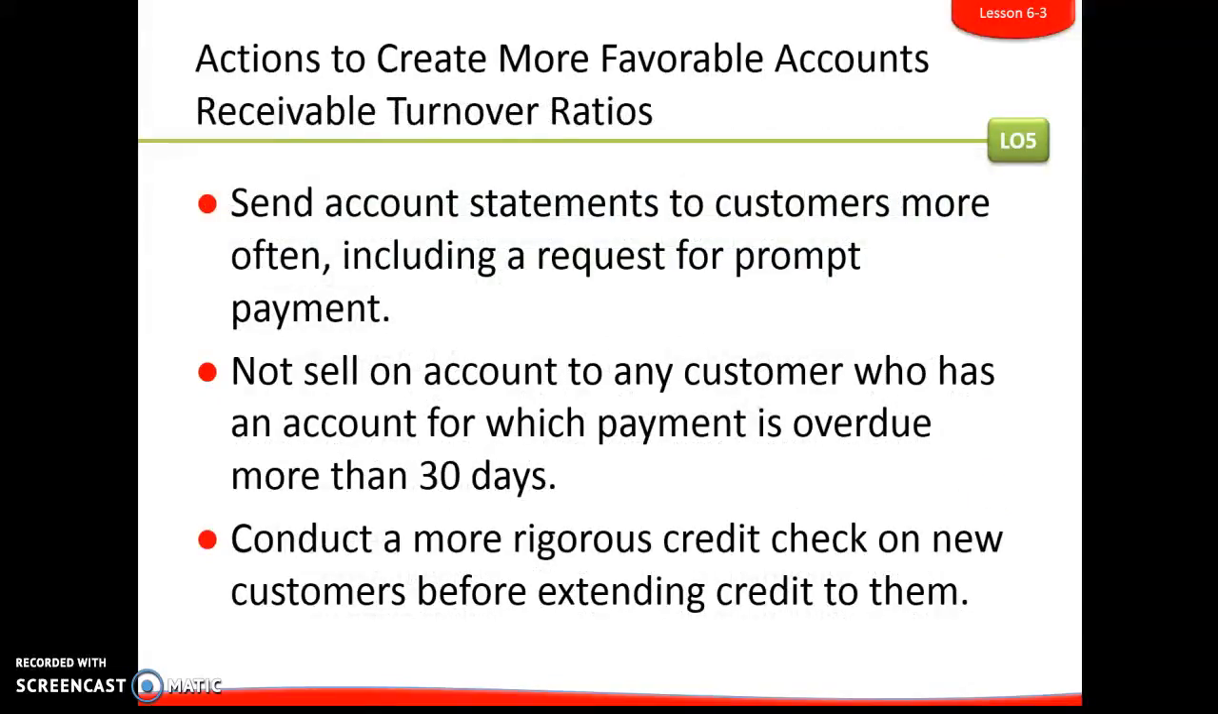Actions to create a more favorable accounts receivable turnover ratio. Here are some things that a company could do. They could send account statements to customers more often, including a request for prompt payment. Not sell on account to any customer who has an account for which payment is overdue more than 30 days. So if that customer owes money, they can't sell on account to them anymore. Or conduct a more rigorous credit check on new customers before extending credit to them, making sure they're really doing a good check before they say, yes, we'll sell to you on account.